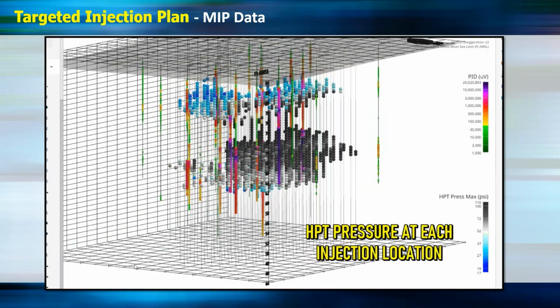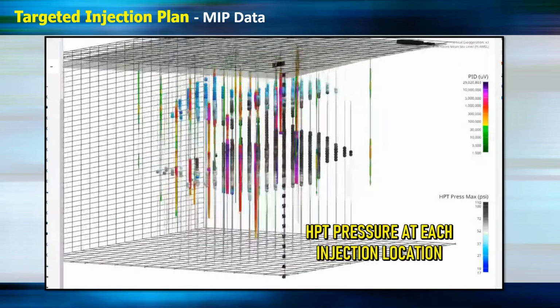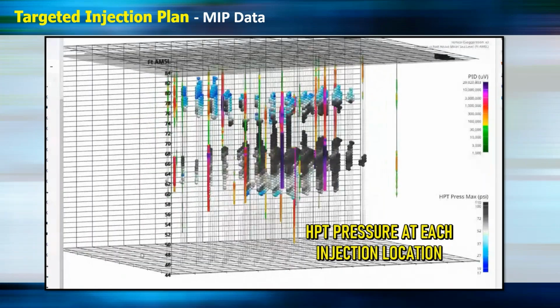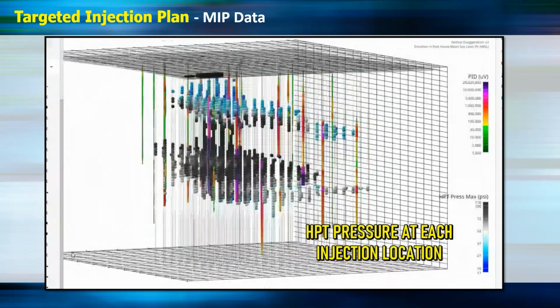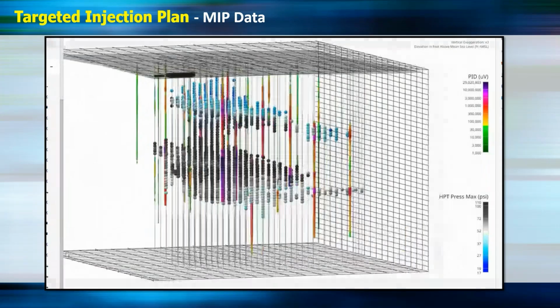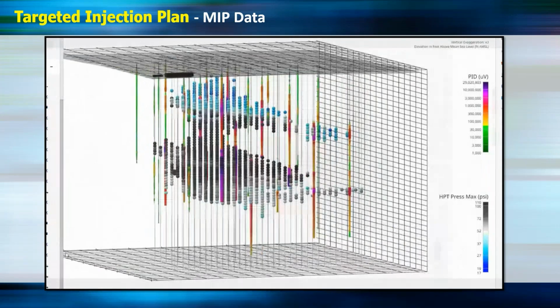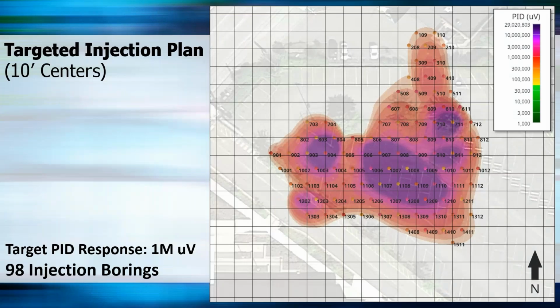We could also look at what the HPT pressure is at each of those injection locations. And this really shows how many of these locations are in those higher pressure clay zones. That is really important information to have when designing an injection plan. And of course, these 3D visuals are really nice, and I think they can present the problem well to an audience. But what you really need is the data, and that's what we can also provide.